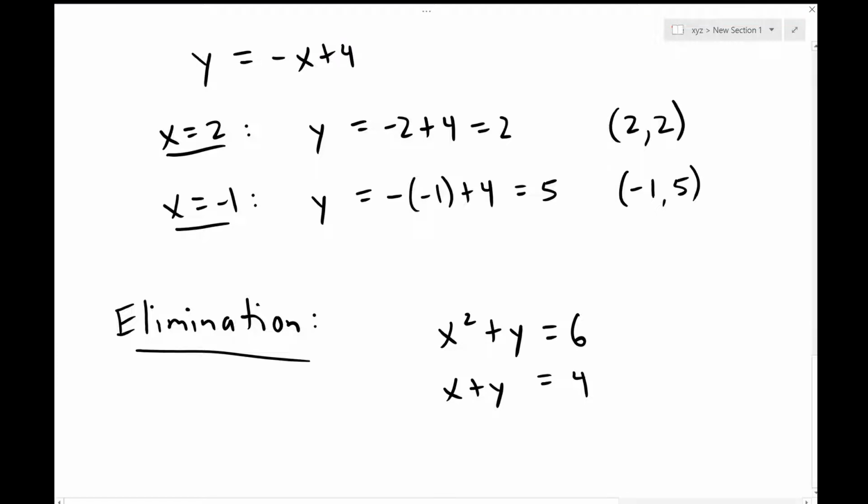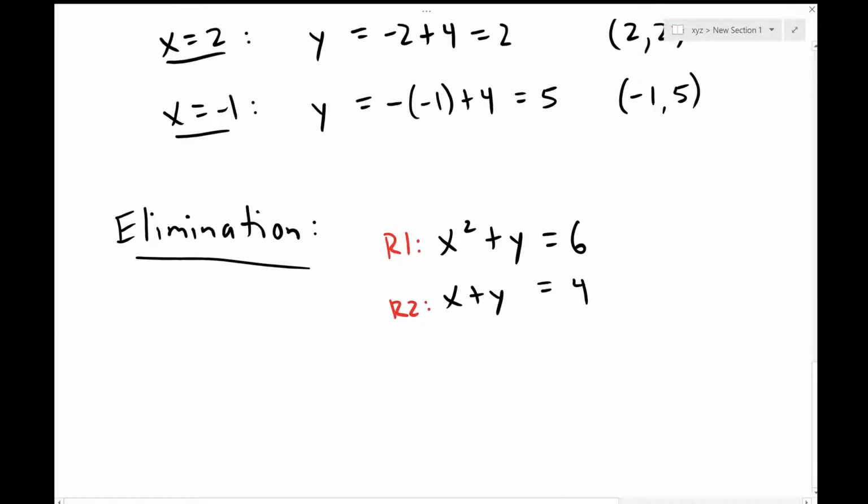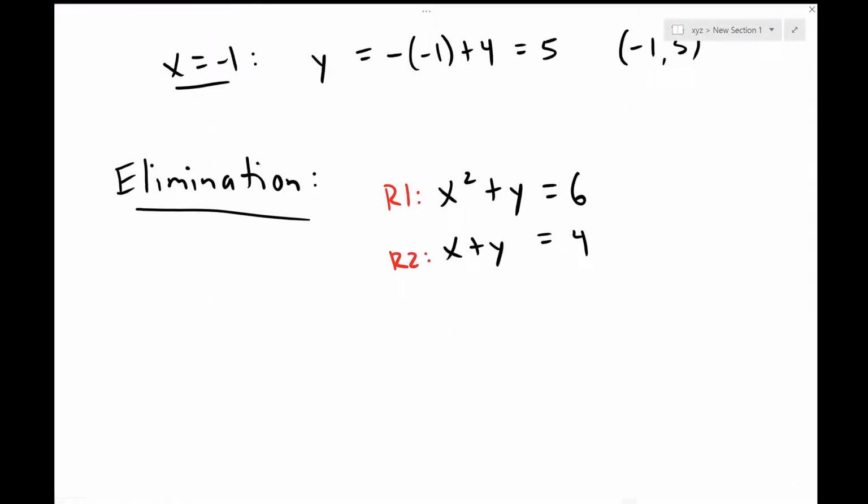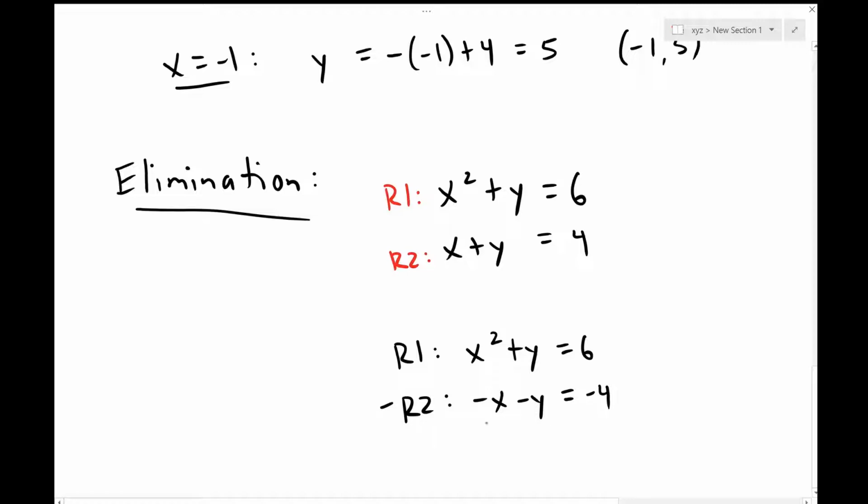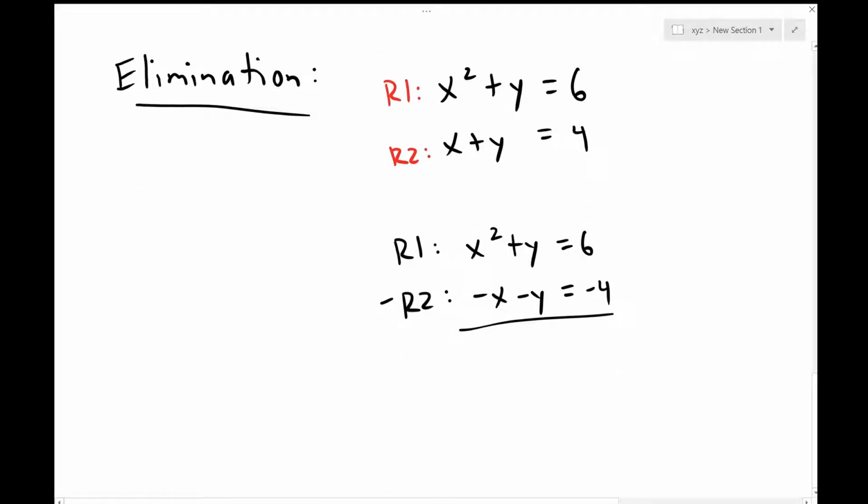And so just as we had done in earlier sections when we were doing elimination, I'll go ahead and call these row 1 and row 2 of the system. And so to solve this system, doing elimination, we can do that very easily by subtracting the second equation, or the second row, from the first one. So we'll do negative row 2 here, which would be negative x minus y is equal to negative 4. And so here we would have x squared minus x. Those are not like terms, so we have to just leave that as such. But the y terms would cancel. They would be eliminated, which is what we want. And on the other side, of course, we have 2.